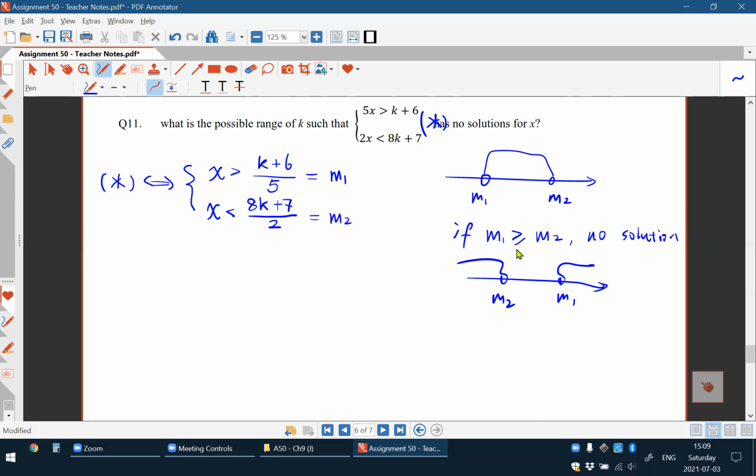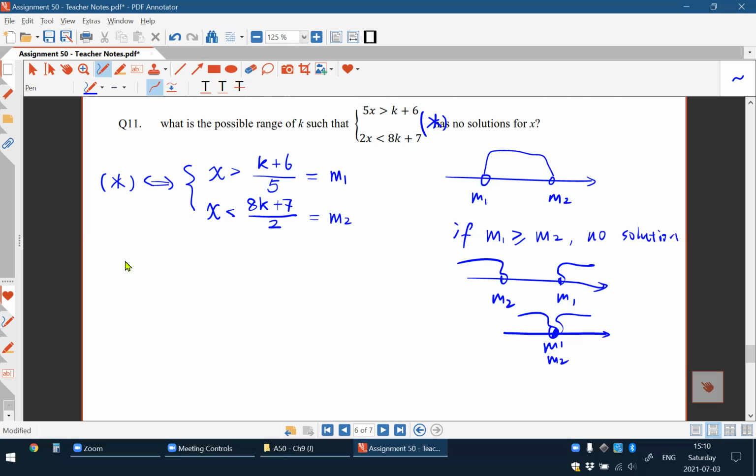As to whether we can include the inequality symbol, this is actually a corner case. You need to check very carefully, right? If M1 is M2, this means M1 is here and M2 is also here. The system says X is larger than M1, larger than M1 is here, and smaller than M2 is here, right? In this circumstance, there is also no solutions, right? So we can include the equality sign here. The conclusion is if M1 is greater than or equal to M2, there is no solution.